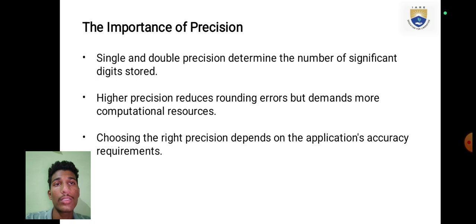The importance of precision. Single and double precision determines the number of significant digits stored. Higher precision reduces rounding errors but demands more computational resources. Choosing the right precision depends on the application's accuracy requirements.